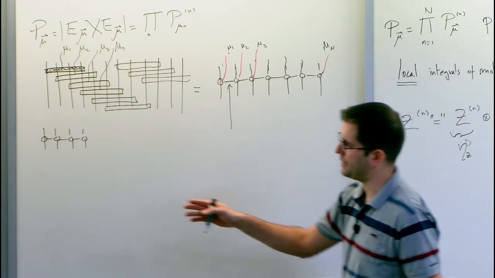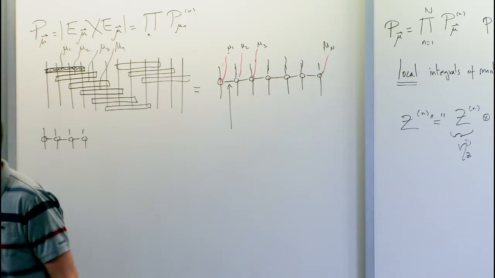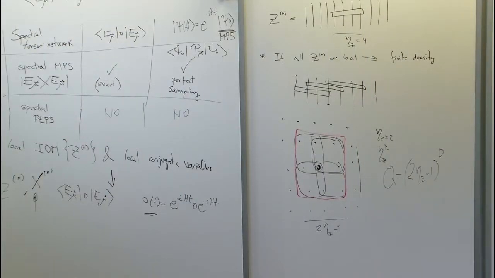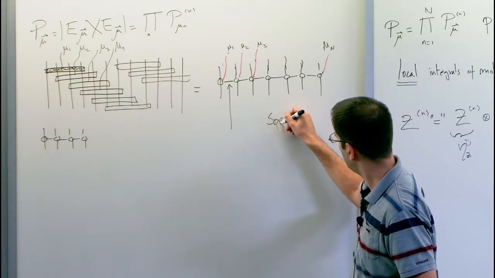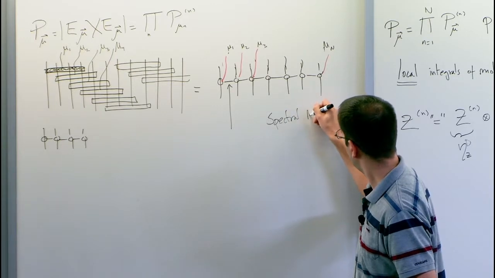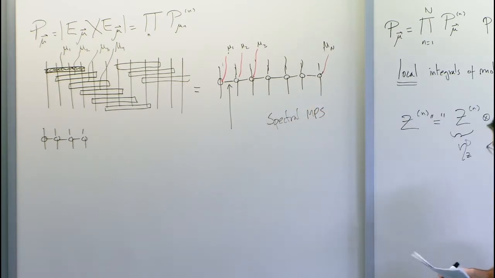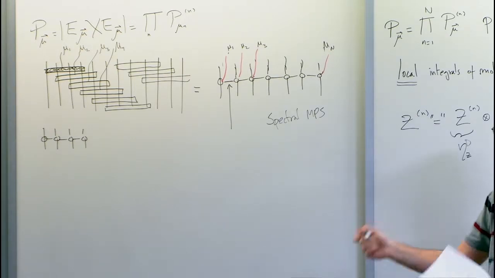And the only trick is to remember that there is a finite density of integrals of motion once you enforce that they are local. Good. So I'm going to call this spectral MPS, and we can do this in 2 dimensions. We'll get spectral PEPS, and now it's a good time to compare this to things that we already know.